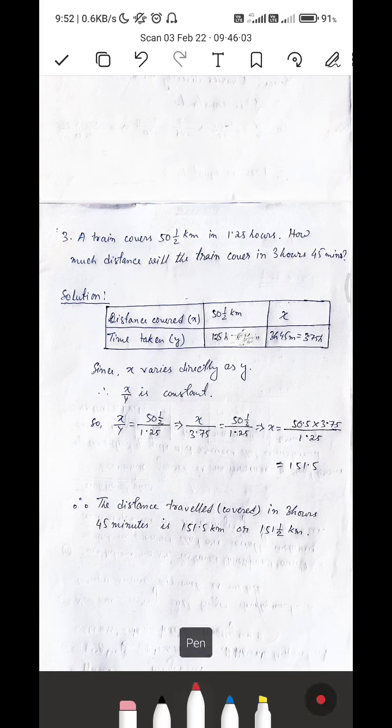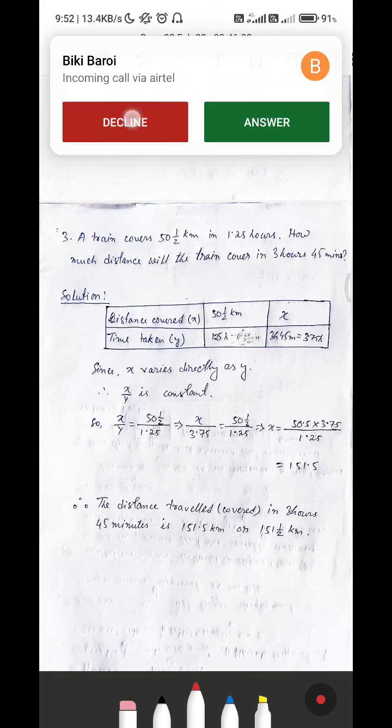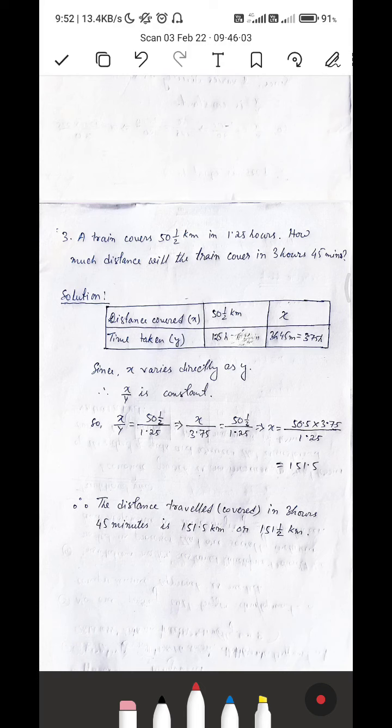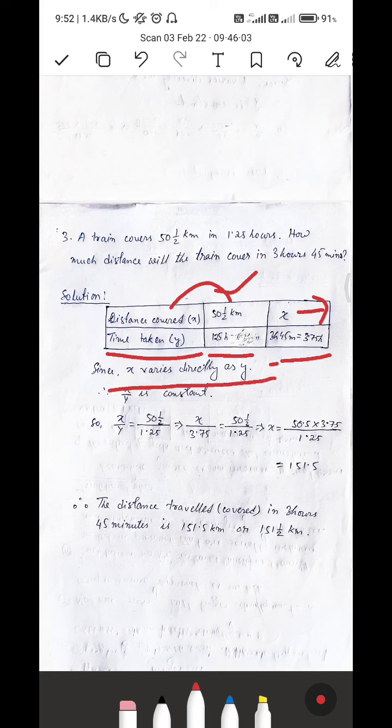likewise the previous one, we'll have to start with what has been given here. So distance covered, we have taken it as x. For this we don't know the value, so we keep it as x. Time taken as y, which is 1.25 hours, and 45 minutes has been converted into hours, which is 0.75, and we have 3 hours. This means 3.75 hours. And since x varies directly as y, so x by y is the constant.